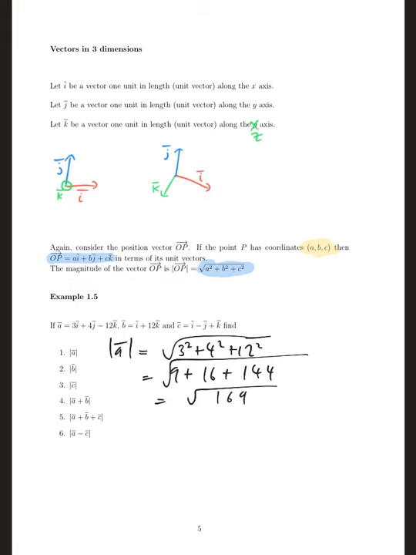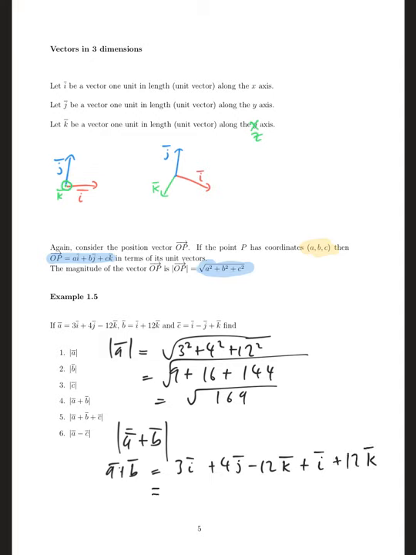What about the length of A plus B? Number 4. Well, A plus B itself we get by just adding up all those components. So A is 3i plus 4j minus 12k plus B, which is just i plus 12k. So now we add up all those components.